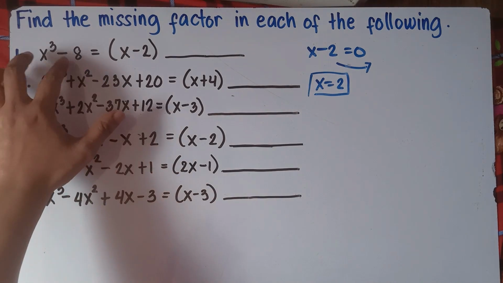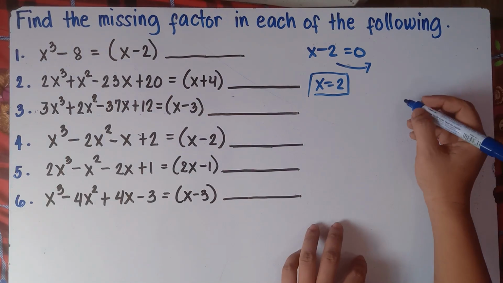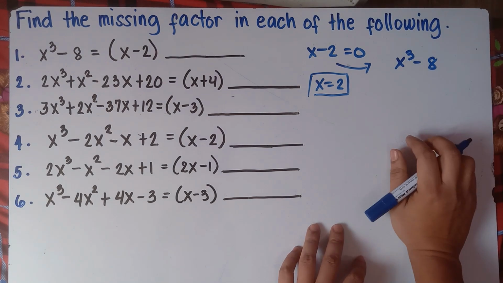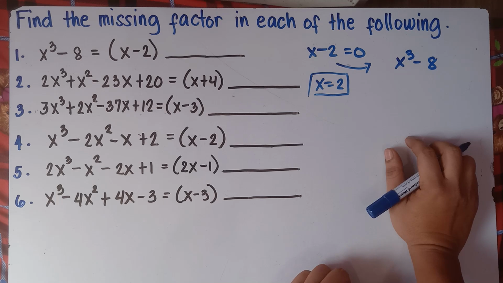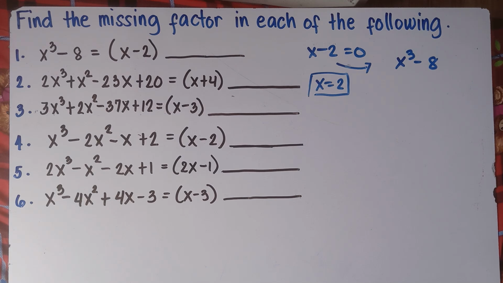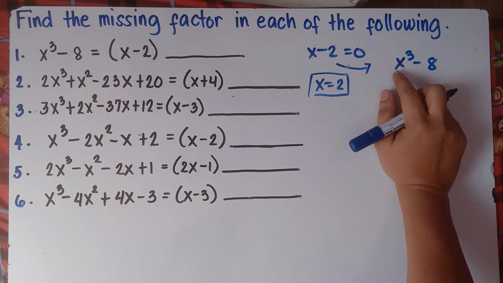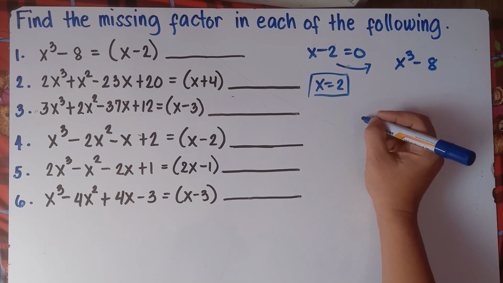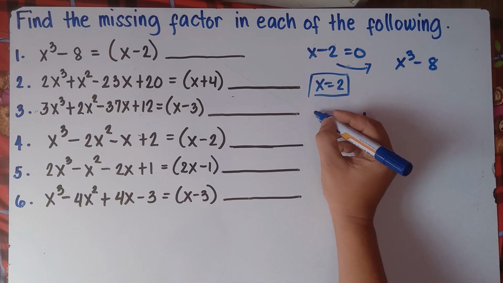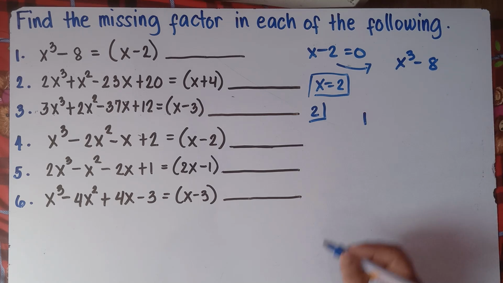Now we will be using this dividend, x cubed minus 8. So you will write down the numerical coefficients. Once again, class, it's just like using the synthetic division. Do you still remember the synthetic division? For x cubed minus 8, of course, the numerical coefficient before x cubed is 1. So we have 1. Once again, we are using x equals 2. So 2 here, put a little corner.